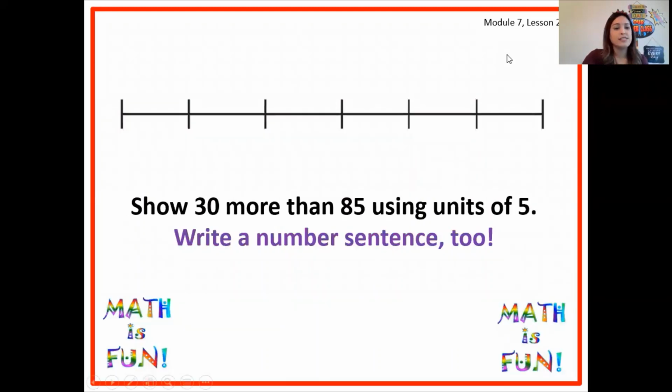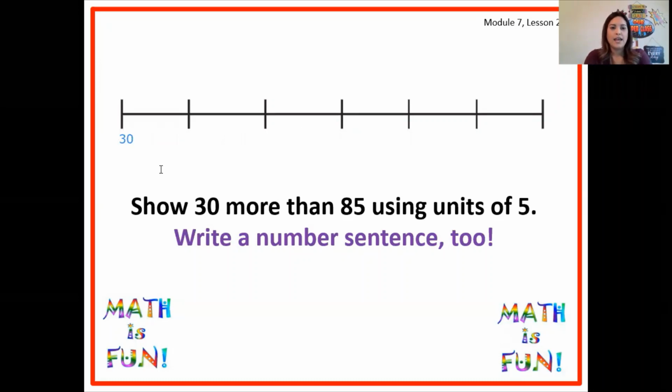All right, this one says, show 30 more than 85 using units of 5. So that means we're going to count by 5s. Very good. And write a number sentence too. Okay, so this one, what's our starting point? 30. So we're going to write 30. Let me get my pencil here. We're going to write 30 because that's our starting point.